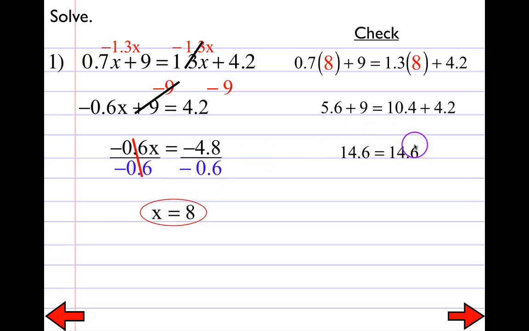I noticed some of my students, they kind of forget when they check their work, they think, oh, true statement, infinitely many solutions. Be very careful not to do that. We do have a solution here. We were just checking it to make sure it worked. So keep that in mind.